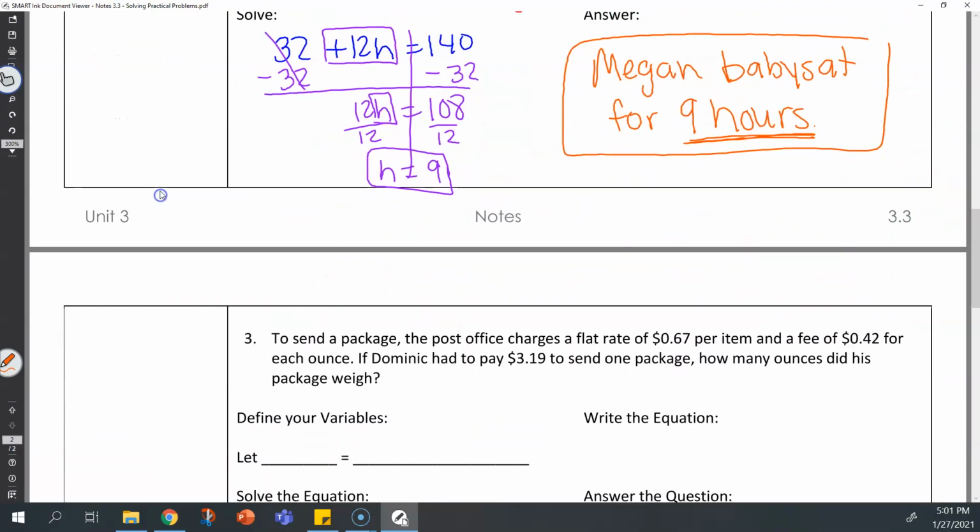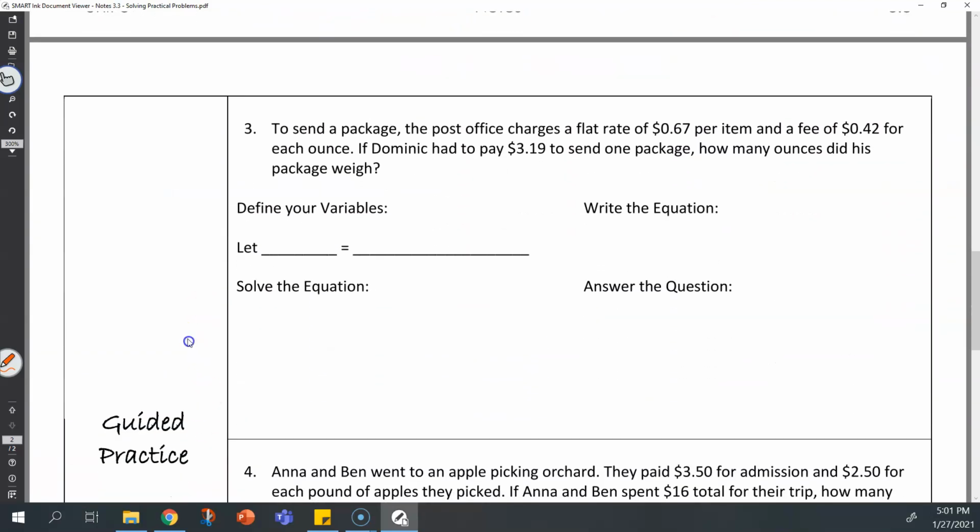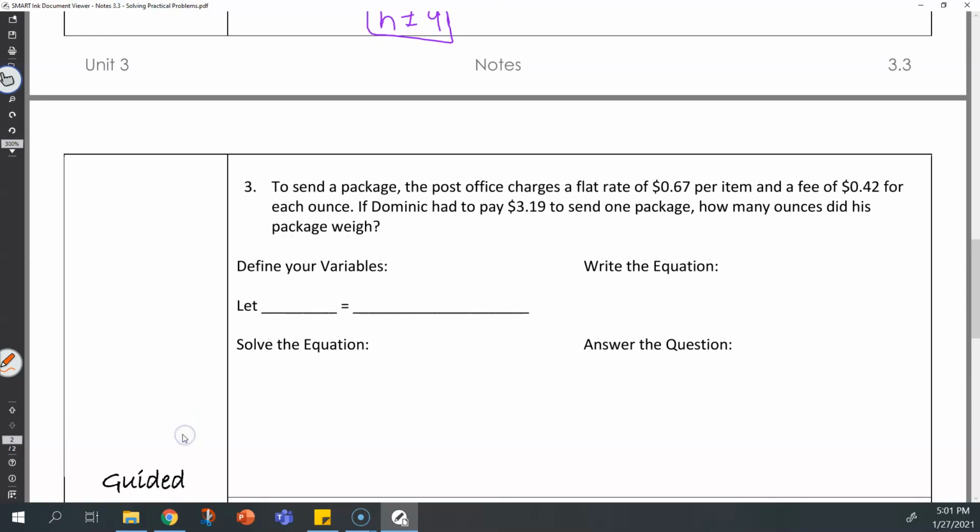Now that we've seen a couple of examples, I'm going to let you do some practice on your own. So for number 3, I'm going to read the question. I'm going to help you define the variables, and we're going to write an equation together. And then I want you to solve it and answer the question.